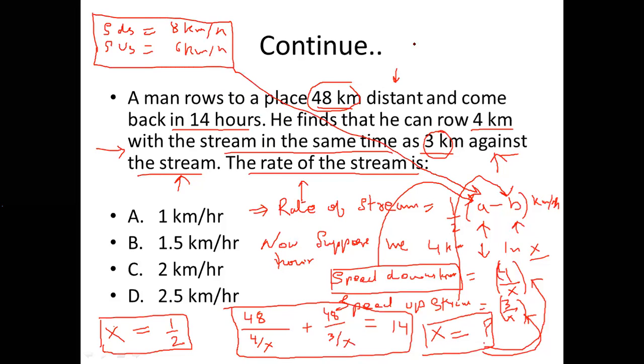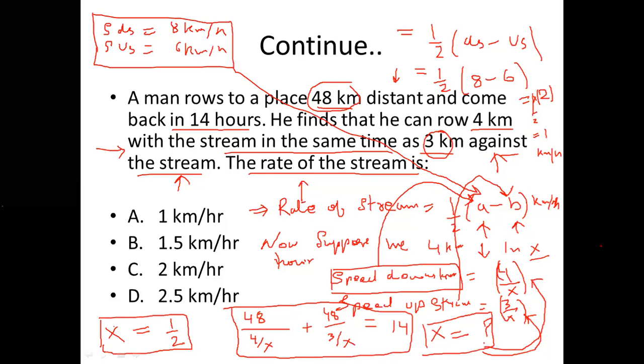So simply we have to substitute the values of A and B over here. To find the rate of a stream, we have the formula, that is half of downstream minus upstream. That is half of 8 minus 6, so that is 2 into half, which is 1. So it will be 1 kilometer per hour.